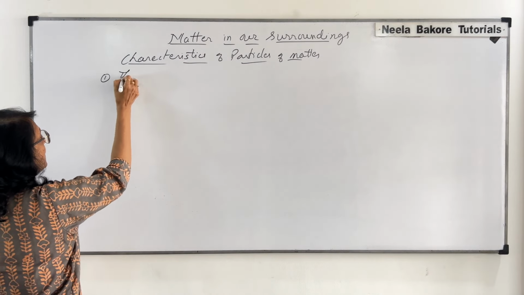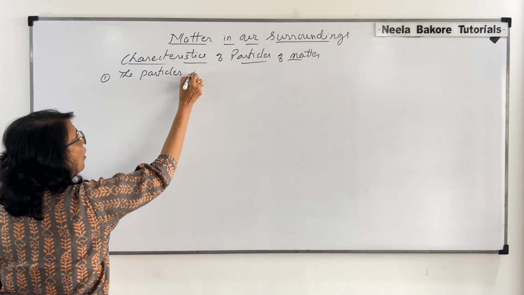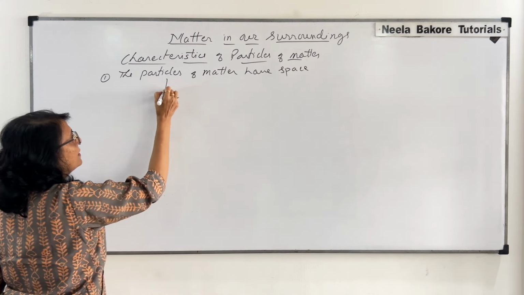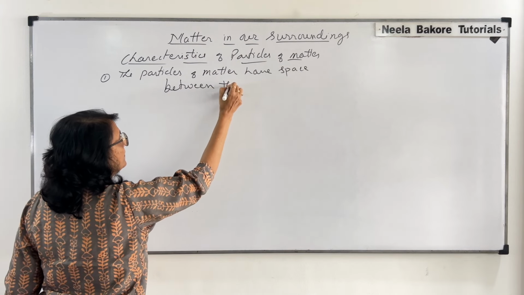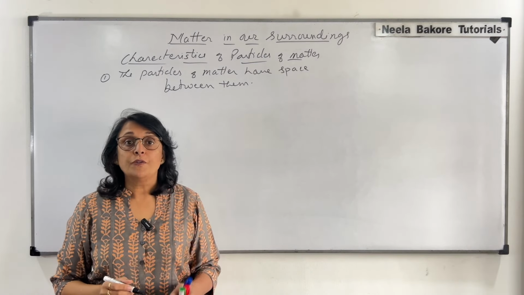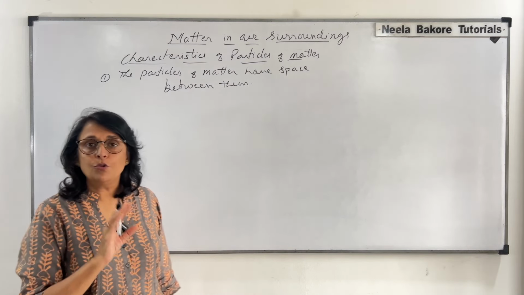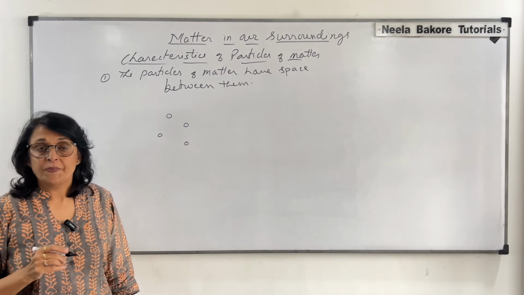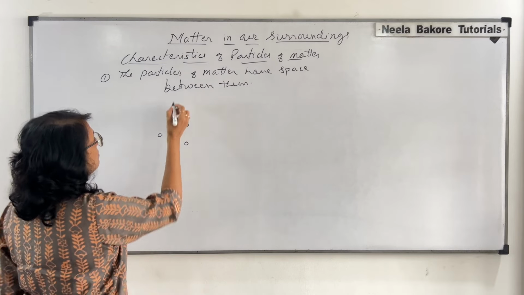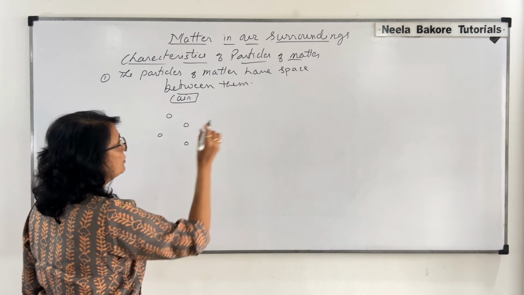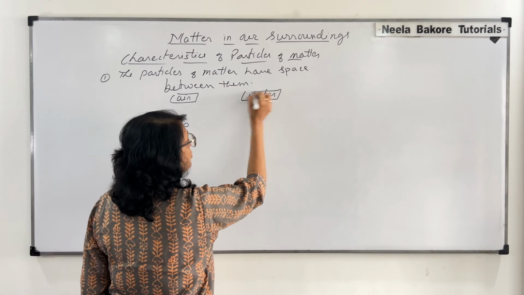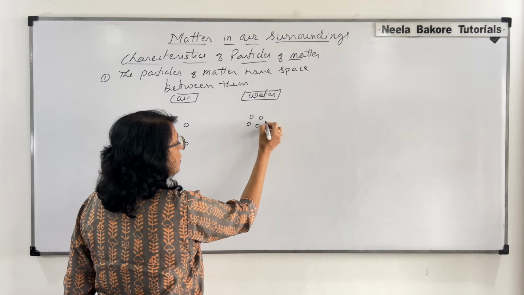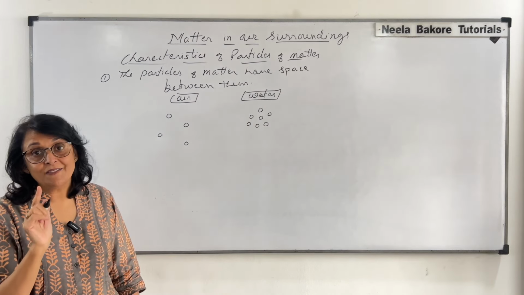First property is the particles of matter have space between them. Let us take the example of air, water, and some solid to see how the particles are. In case of air, the particles are very far from each other. That means the space between the particles is more. So this is air that we are talking about. Suppose we take water. So in water also, particles have space, but the space is little less. So say these are the particles of water. They have space, but it is comparatively less.